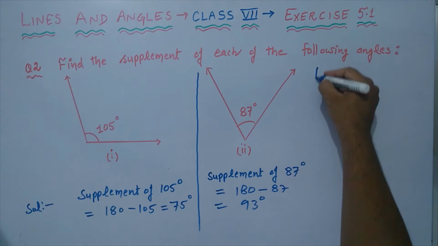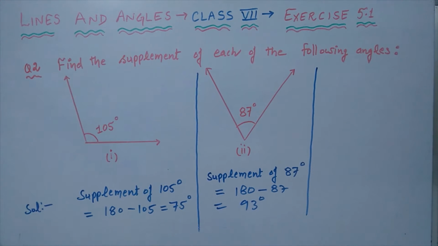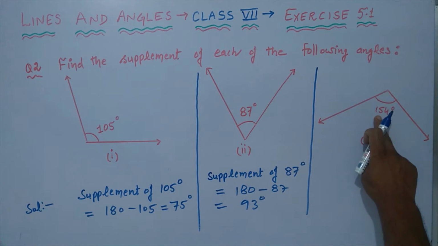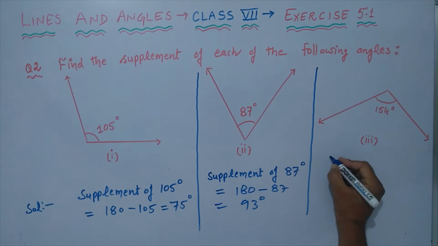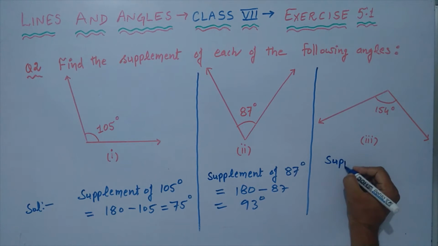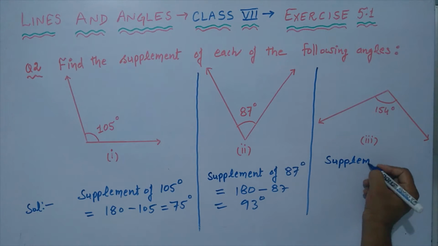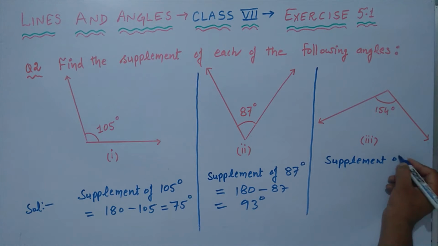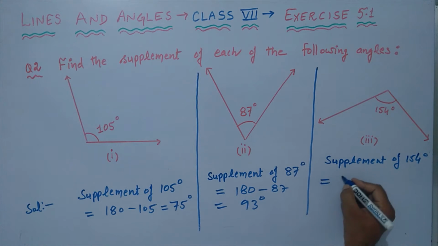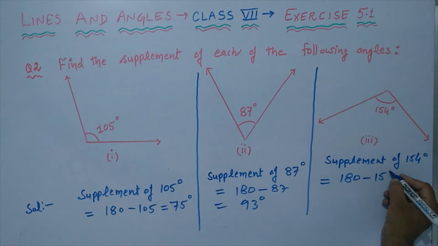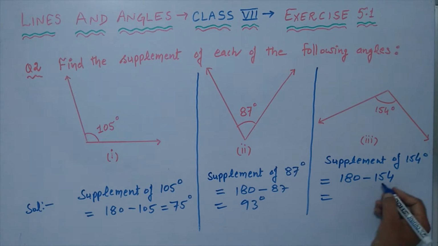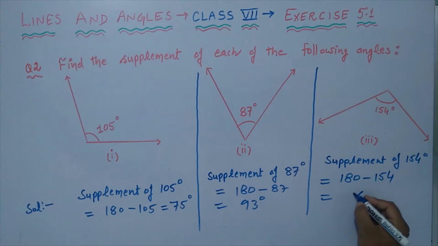Third part is what is the supplement of 154 degree? So here supplement of 154 degree will be equal to 180 minus 154, which is equal to 26 degree. Right?